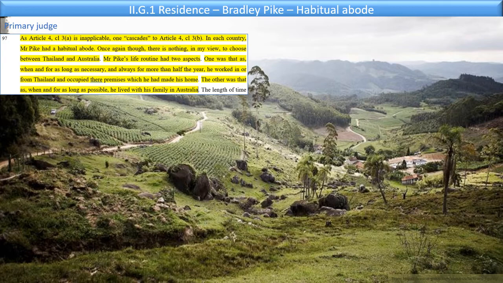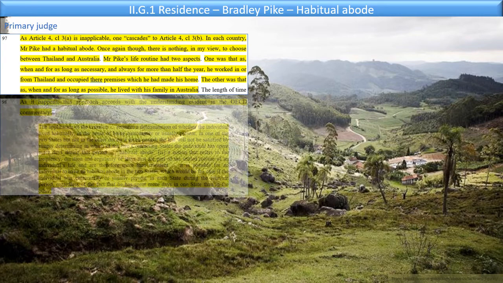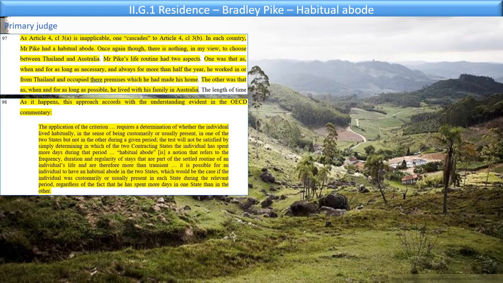The other was that as, when, and for as long as possible, he lived with his family in Australia. I really like the writing of this judge. It is almost literature that one reads. But so the primary judge said there's an habitual abode in both states. And then he concludes, he says, as it happens, this approach, saying that there's an habitual abode in both states, accords with the understanding evident in the OECD commentary.